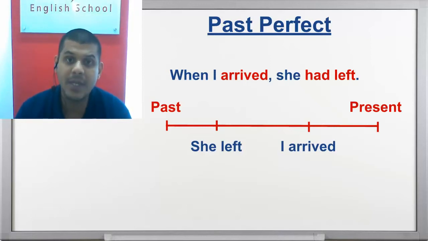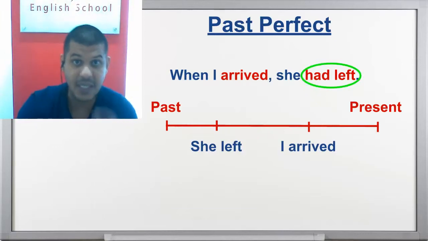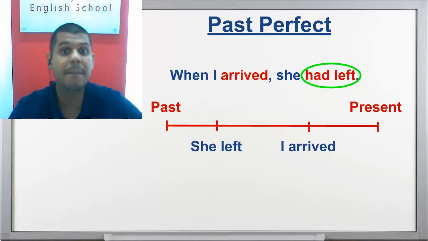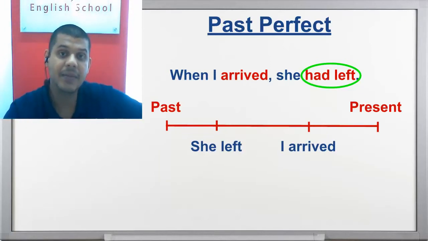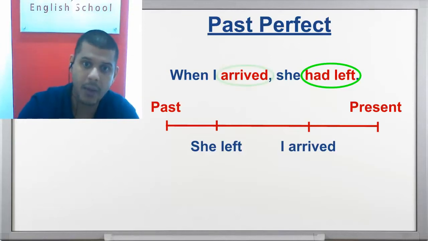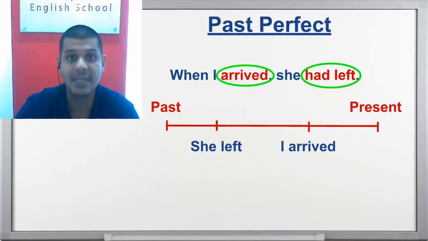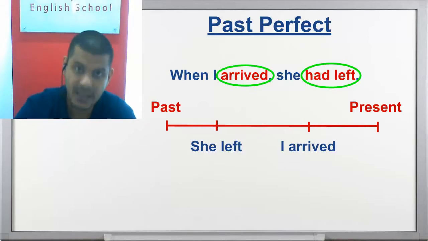I'm gonna give you some more examples in the future, but now I would like you to pay attention to something. Look, had left indicates the past perfect, okay? It indicates the most distant action in the past, while arrived, in this case, the simple past indicates the most recent activity, okay?